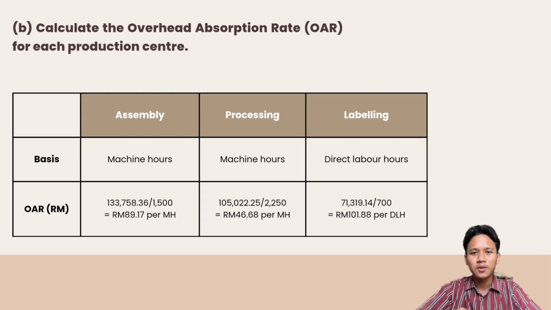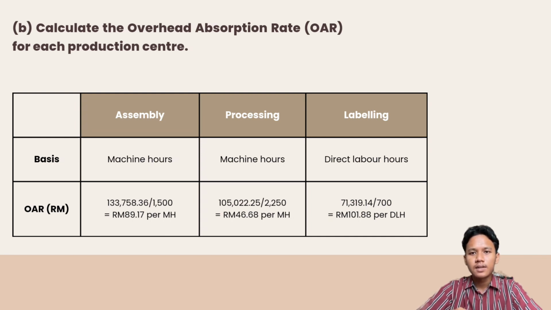B. Calculate the overhead absorption rate (OAR) for each production center. The basis for assembly and processing is machine hours, while for labeling it is direct labor hours. To find the OAR, the total production overhead is divided by the total basis in each department. Calculation for assembly is 133,789.36 divided by 1500. For processing is 105,022.25 divided by 2250, and for labeling is 71319.14 divided by 700.